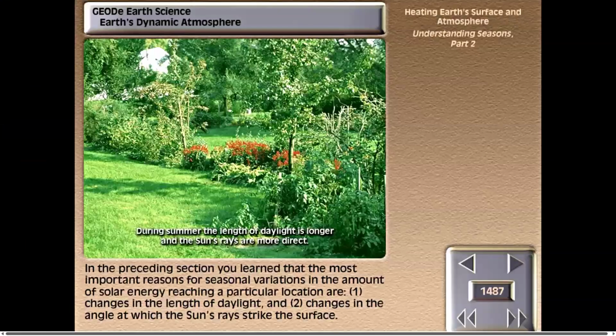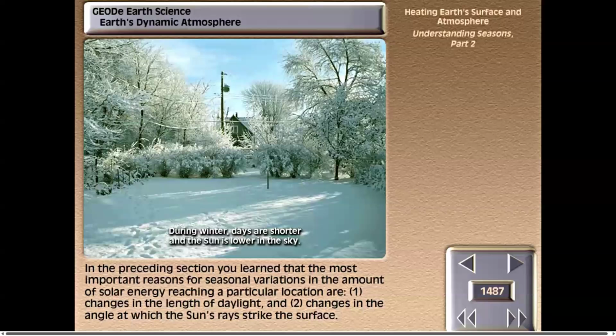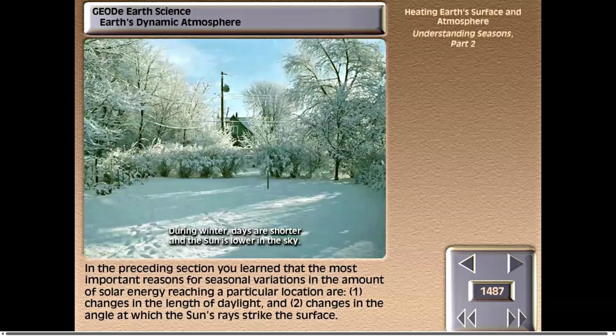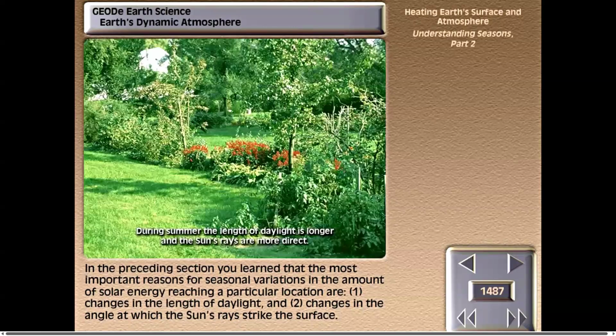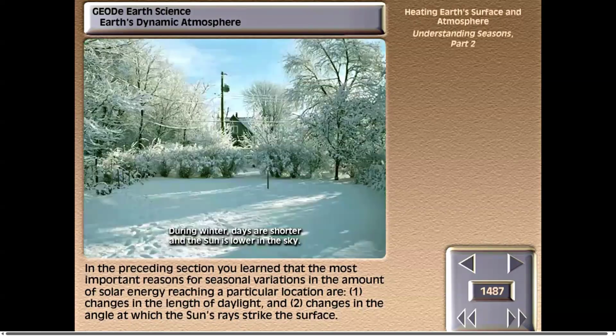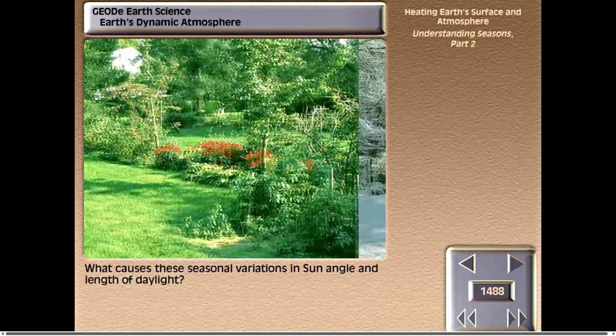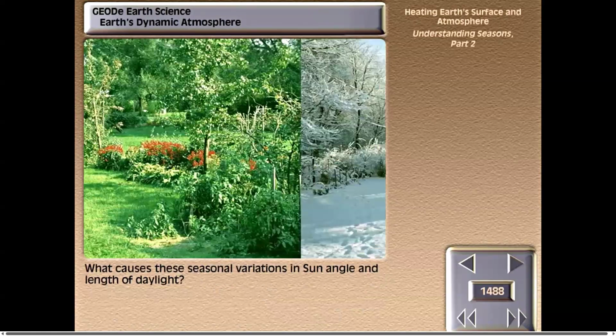In the preceding section, you learned that the most important reasons for seasonal variations in the amount of solar energy reaching a particular location are changes in the length of daylight and changes in the angle at which the sun's rays strike the surface. What causes these seasonal variations in sun angle and length of daylight?